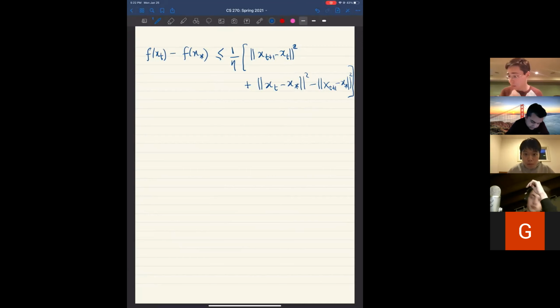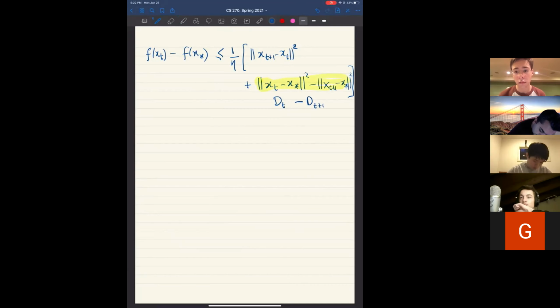All right, so what's happening here? The second term, you see that it's a difference of t and t plus 1. It's like d sub t minus d sub t plus 1. That's the second term. It's a difference of two distances, right? Whereas the first term is, of course, just the length of the step you took.